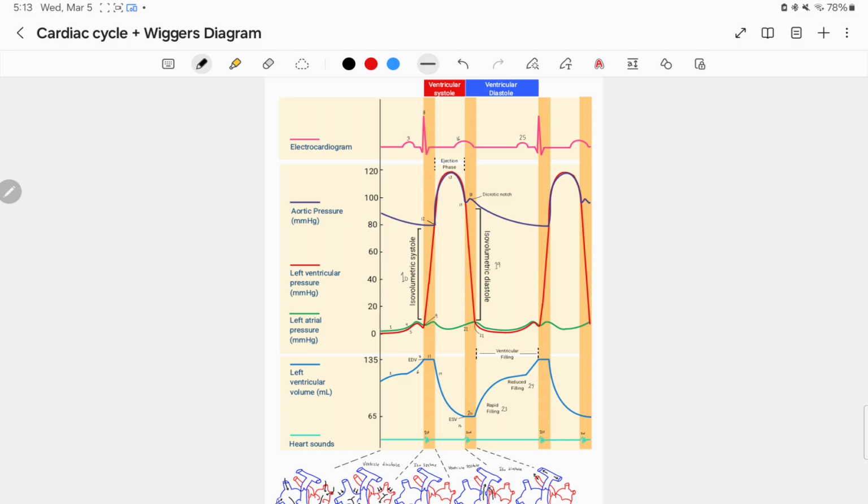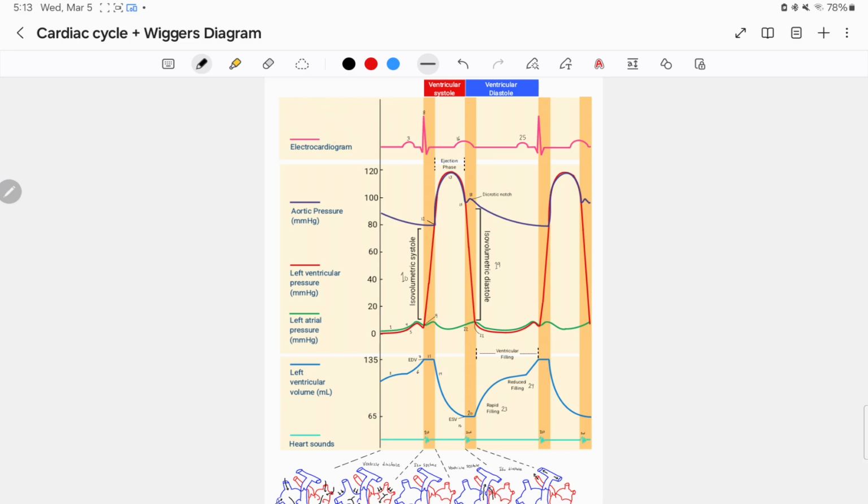In this video we're going to be talking about the Wiggers diagram, and specifically the left heart Wiggers diagram, okay? Both the left heart and the right heart have a Wiggers diagram, but we're only going to talk about the left heart because that is where we push blood to the rest of the body, and the left heart can have more complications than the right, so we're looking at the left heart, okay?